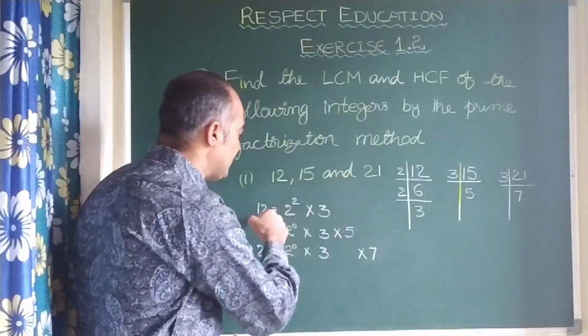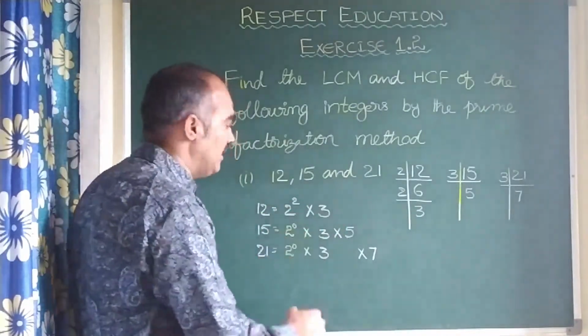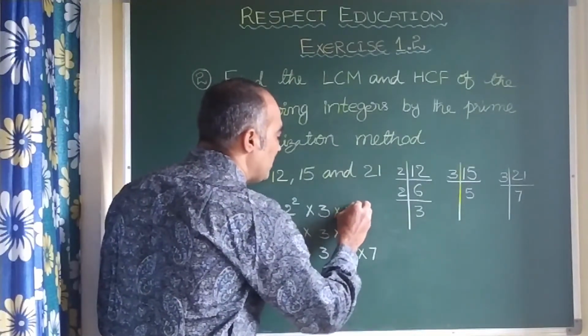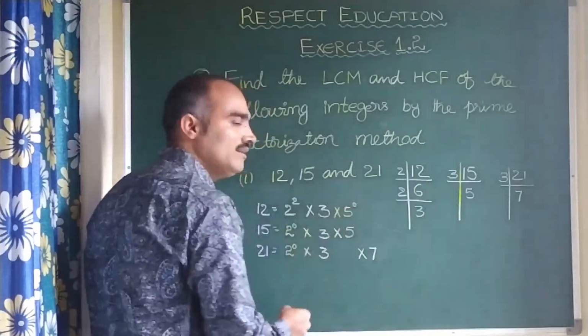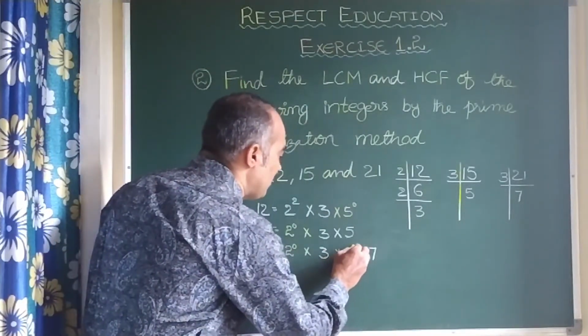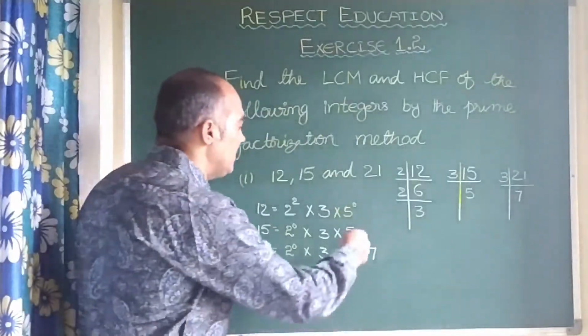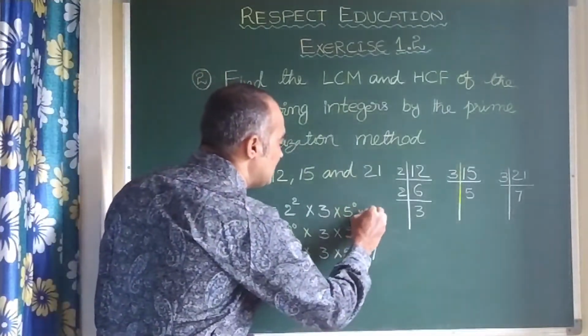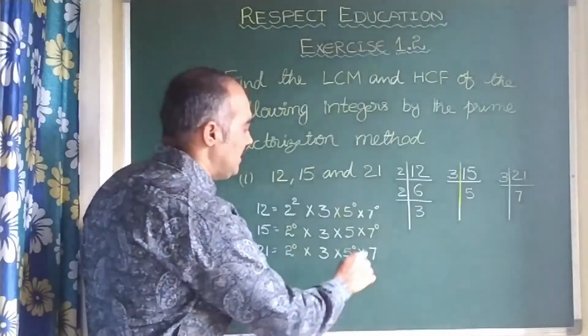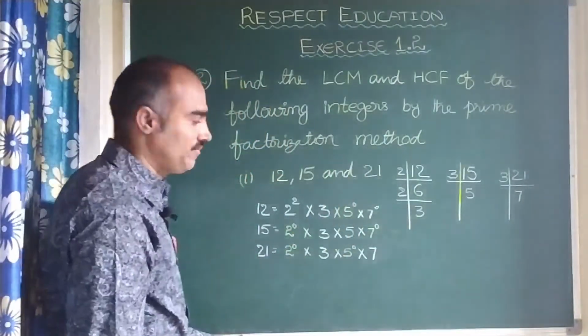Here all the 3 numbers, they have 3, right? In this first number there is no 5. I am writing it as 5 power 0, because 5 power 0 is nothing but 1. Same way here in the third one, 5 is not there, 5 power 0. Clear? In this, 7 is not there, so 7 power 0. Right? It has 7, so don't disturb that.